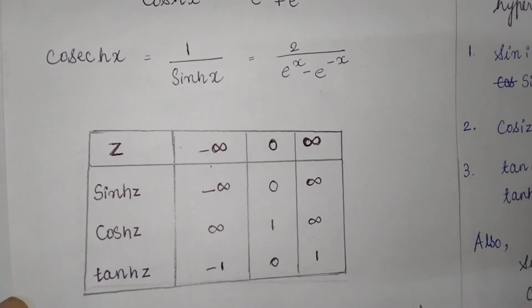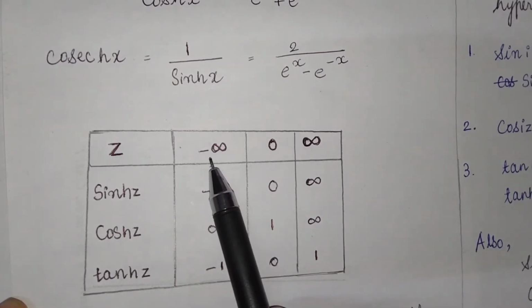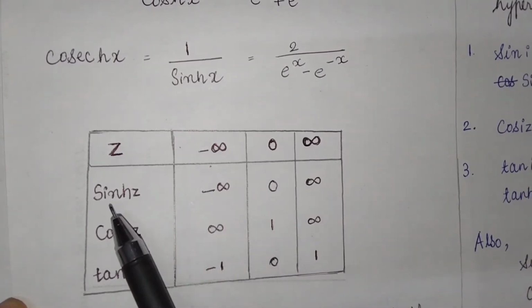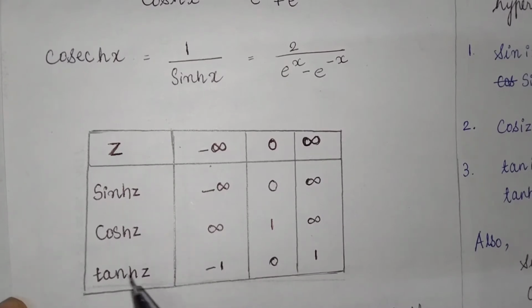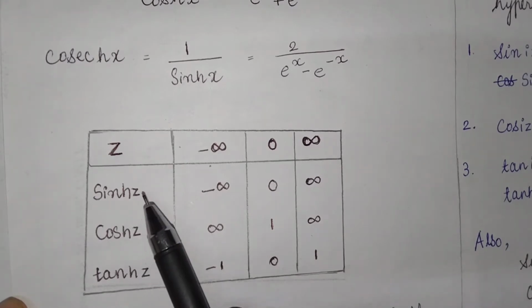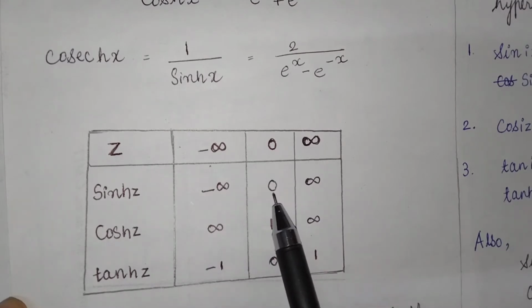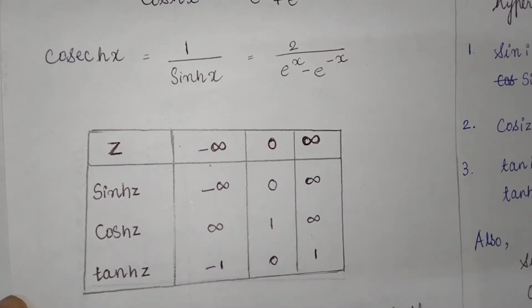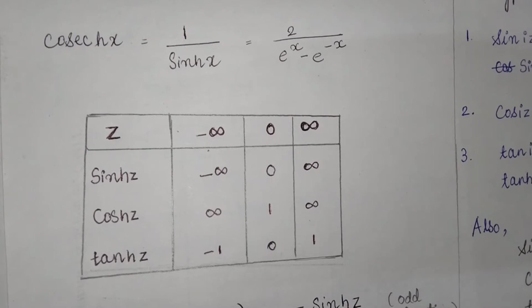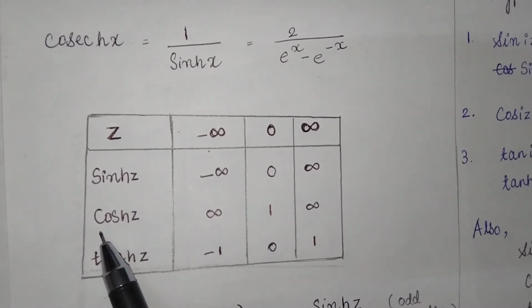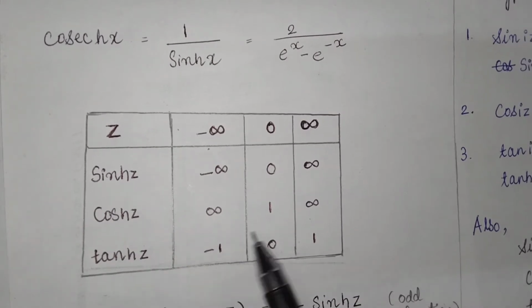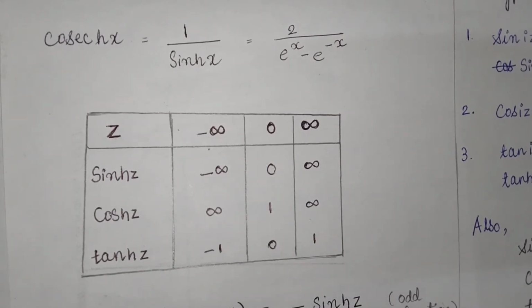Now this is the table. You have to remember that whenever you put the values minus infinity, 0 and infinity in sinh z, cosh z and tanh z, then you get these values. Sinh of minus infinity will be minus infinity. Sinh of 0 will be 0 and so on. So you have to remember this table so that in the examples, if we have cosh of 0, then we can directly put its value as 1. Okay?